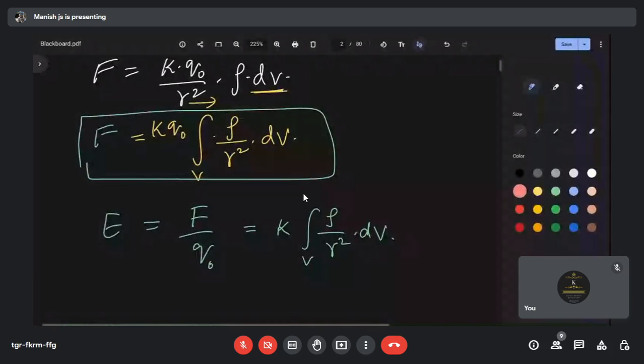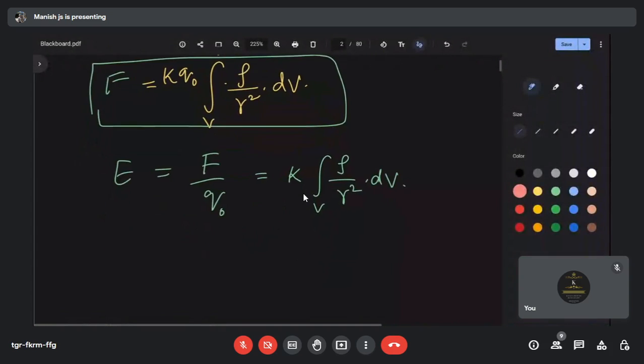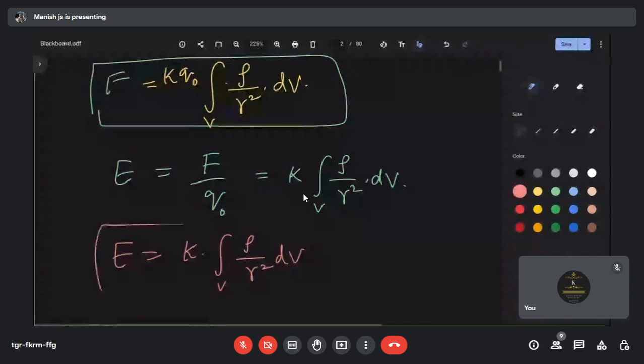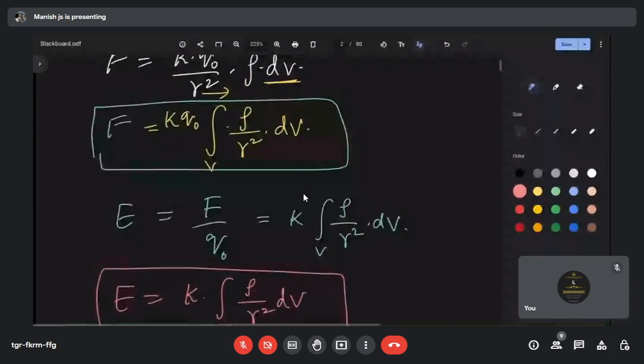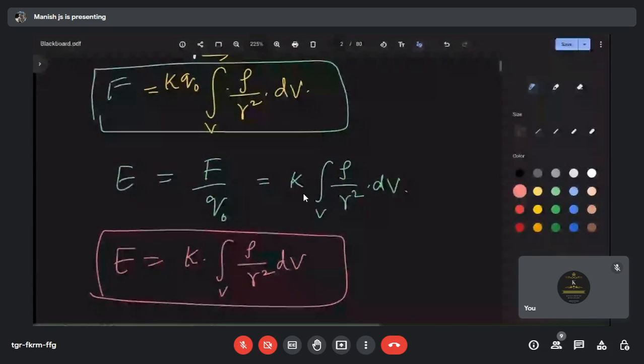Dividing by Q naught, the Q naught term would go away. So for electric field, the formula is K times the integral over the volume of the volume charge density upon R square into dV. This is the electric field relationship for the volume. When you take a three-dimensional region, we can use these formulas to find out the electric field and the force. Okay, we will be applying this in real time and we are going to get so many relationships.